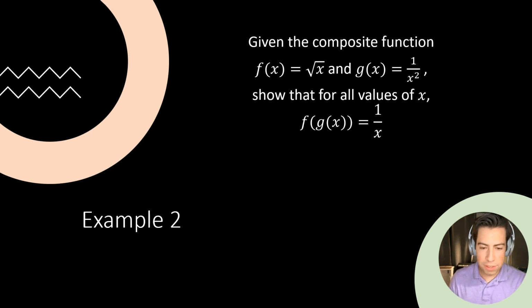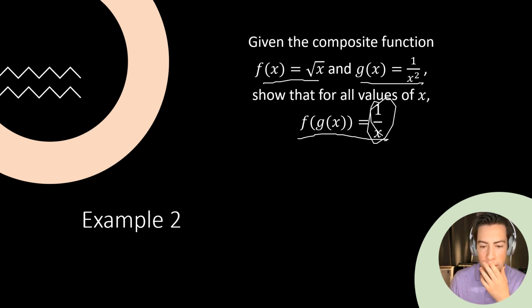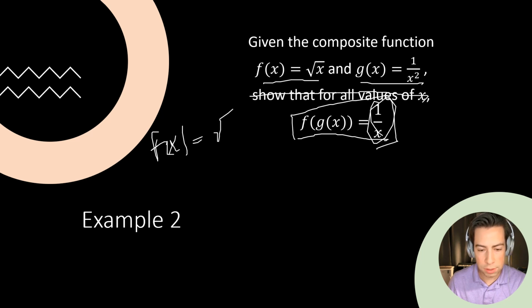Okay, so given the composite function f of x equals square root of x and g of x equals 1 over x squared, show that for all values of x, f of g of x has to equal 1 over x. Okay, guys, actually just ignore this part. I just want you to show that f of g of x equals 1 over x, okay? Now, basically, how we can do this is let's just go ahead and apply what we learned before. So f of x equals the square root of x, right? Now, I want f of g of x, right? So I need to plug in g of x for x.